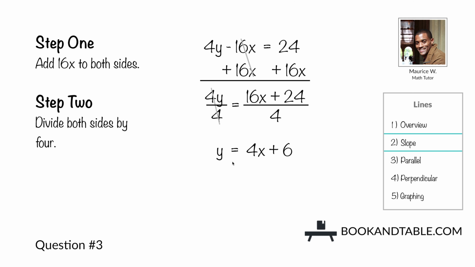So now we have the equation of the same line in mx plus b form with our y isolated. So our m, or our slope, is equal to positive 4. And our y-intercept, or b, is equal to positive 6.